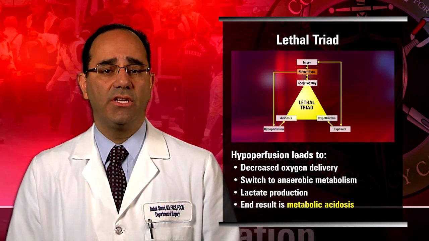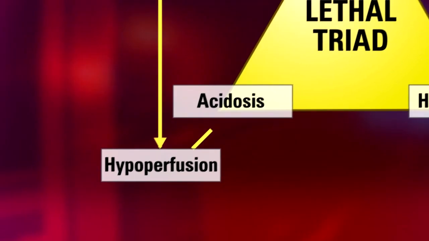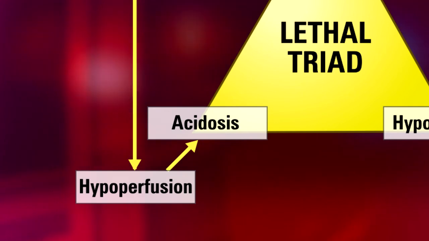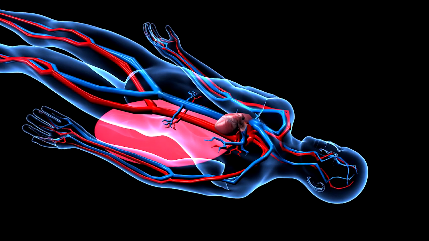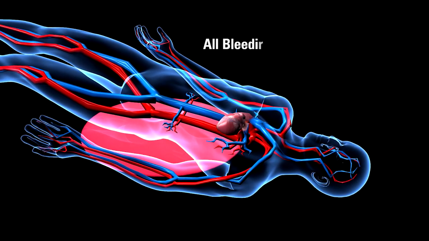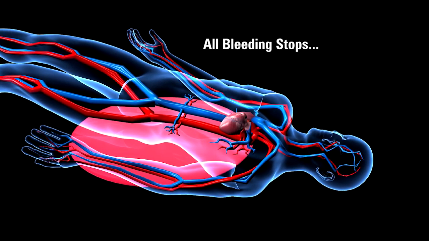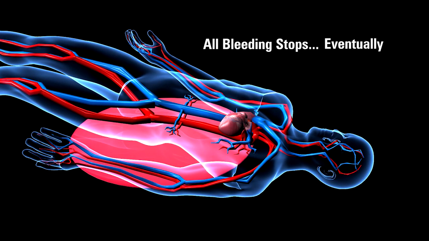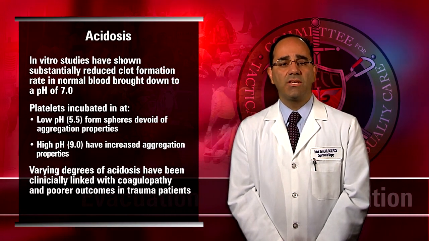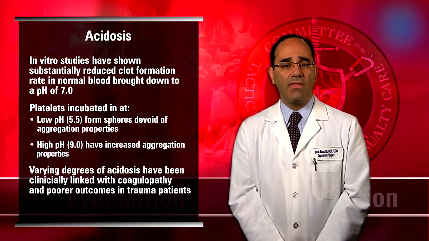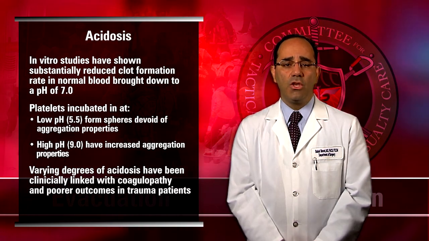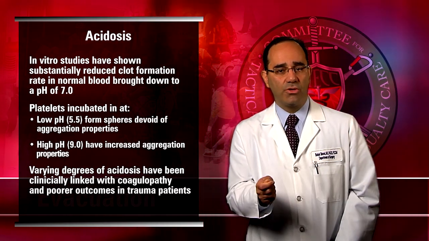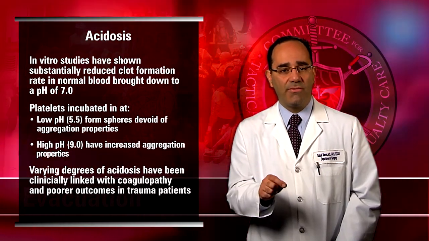And acidosis decreases the body's ability to clot. If the patient does not clot, he or she continues to bleed. And if he or she continues to bleed, well, all bleeding stops eventually, and the patient dies. Studies show that metabolic acidosis decreases the platelets' ability to stick together to form a clot. So you want to prevent hypoperfusion, because when you prevent hypoperfusion, you prevent acidosis.